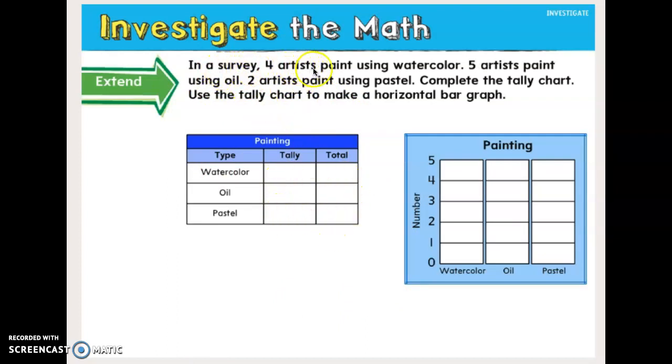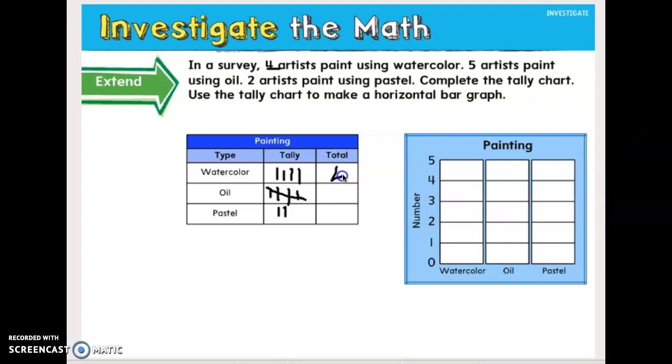So in a survey, 4 artists paint using watercolor. Okay, there's my first bit of information. 5 artists paint using oil. 2 artists paint using pastel, and I need to use that to fill in our chart. So 4 for watercolor, 1, 2, 3, 4. 5 for oil, 1, 2, 3, 4, and then remember 5 goes across. And for pastels, we have 2 artists who chose to use that.